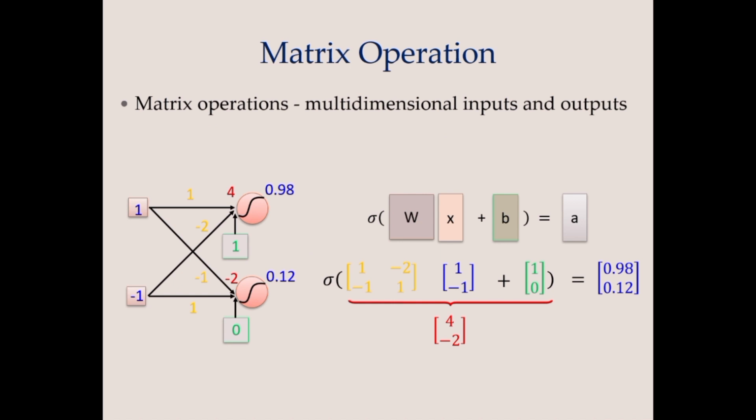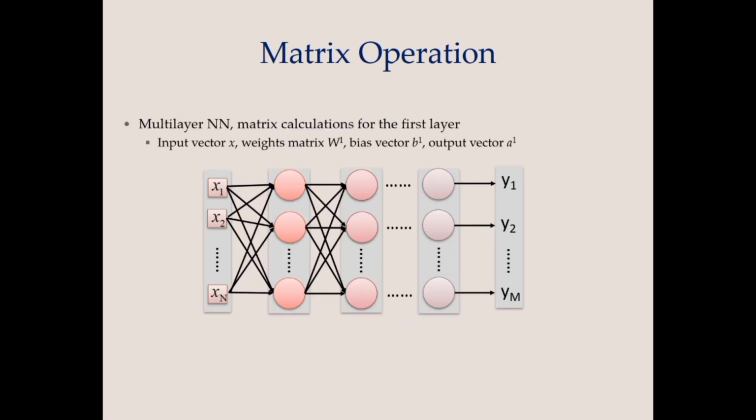So sigma of this, where w represents the weight matrix. This is the input vector 1, minus 1, and this is the bias vector 1 and 0. The sigmoid of all these values gives the output 0.98, 0.12. So this is with multi-dimensional inputs and outputs.